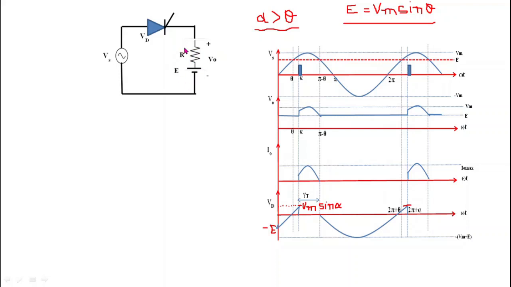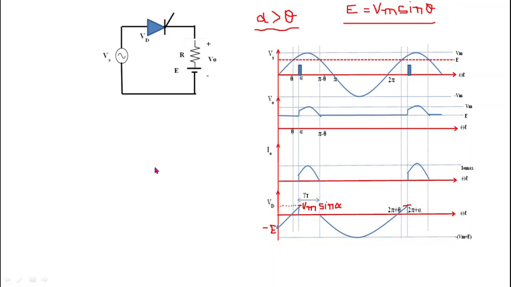This load is connected in series with this thyristor and this whole circuit is supplied with voltage source Vs. Here Vs is a sinusoidal voltage source, equal to Vm sin omega t, and this is the waveform of the sinusoidal voltage source. So we will understand the operation of this circuit in 5 angular slots. First we will study the operation from 0 to theta, then from theta to alpha, then from alpha to pi minus theta, then pi minus theta to pi, and then from pi to 2 pi.